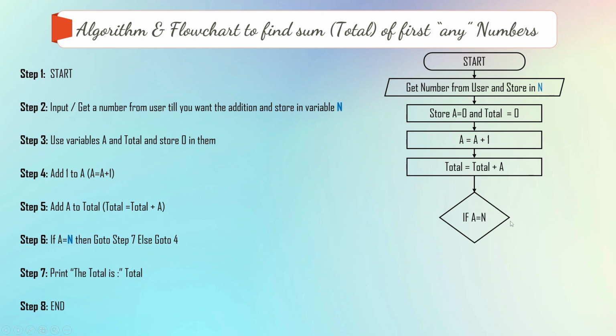We want the iteration to run till the time the user has entered the number, correct? So if a is equal to n, then only it will show the total and end. Otherwise, no, it will go to step number 4 and keep on adding 1 to a and again come down and check whether a's value has become what the user has entered. And while doing this, it will keep on adding a to the total.